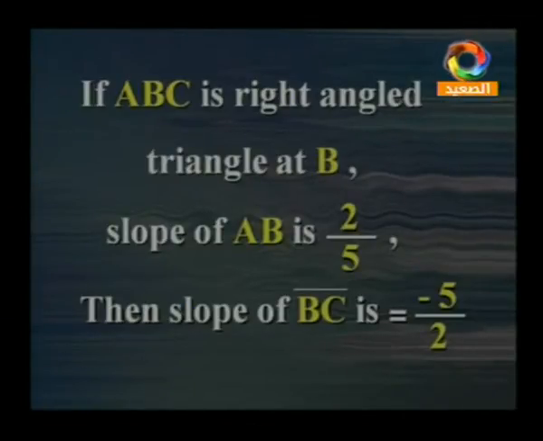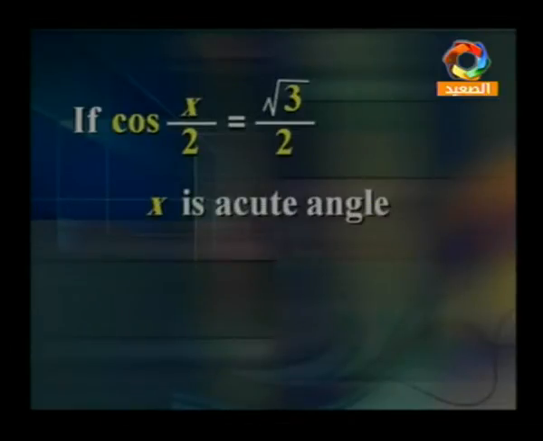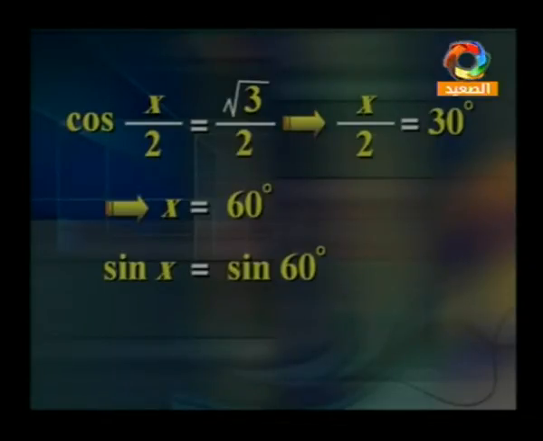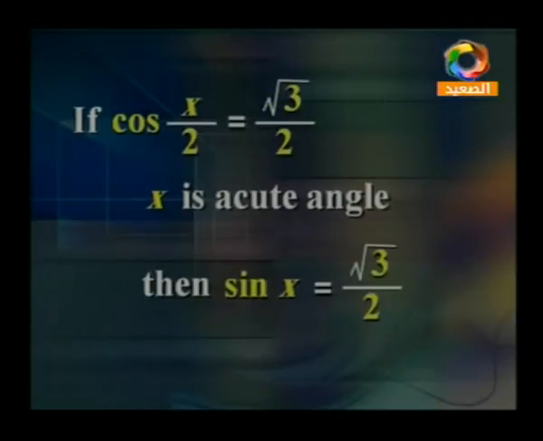Another example, if cosine x over 2 equals square root 3 over 2, where x is an acute angle, then sine x equals what? First of all, you know that cosine x over 2 equals square root 3 over 2. So by using your calculators, you can find the value of x over 2. So x over 2 will be 30 degrees. By making cross multiplication, you can find the value of x as 60 degrees. Now you want to find sine x, which is sine 60. So sine 60 is going to be root 3 over 2. So sine x equals square root 3 over 2.